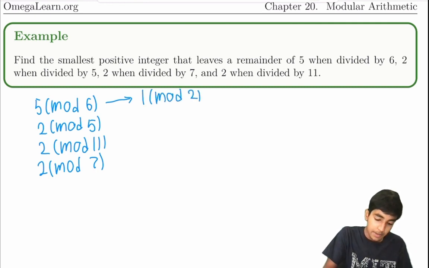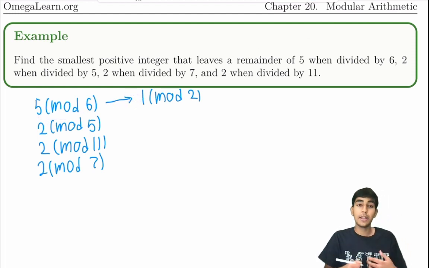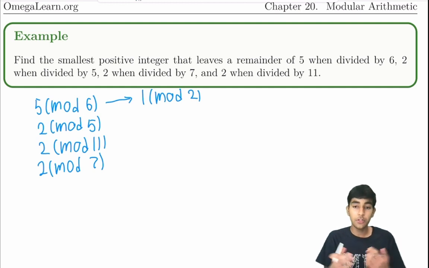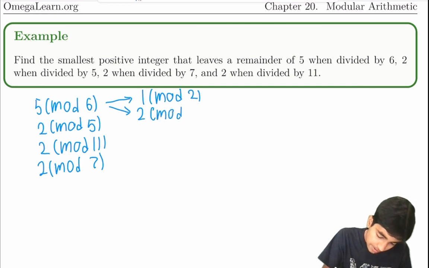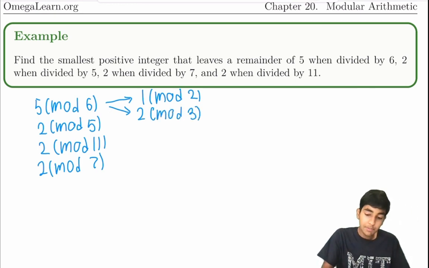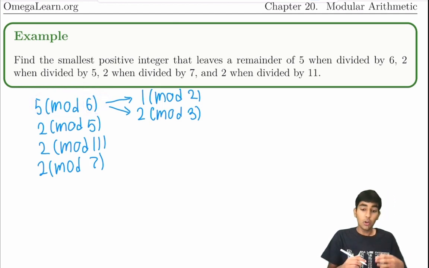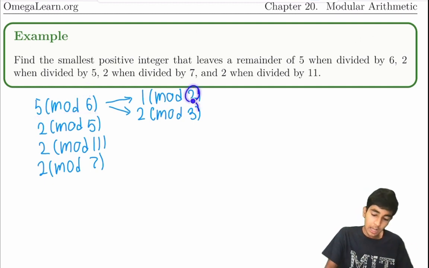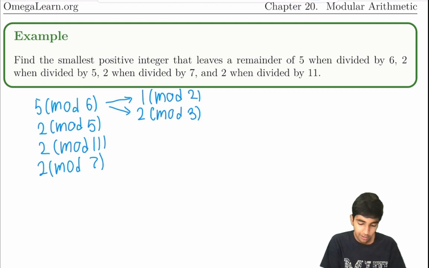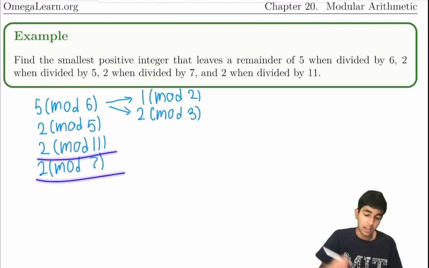This statement means this statement must be true. And similarly, if a number leaves a remainder of 5 when divided by 6, what must it leave a remainder of when divided by 3? 2. 2 mod 3. Basically, we split this up, and the reason we do this is because 6 is equal to 2 times 3. So whenever we have some statement mod some value that's not prime, we can always split it up. And now look, now this looks a lot easier. 2 mod 3, 2 mod 5, 2 mod 11, 2 mod 7.